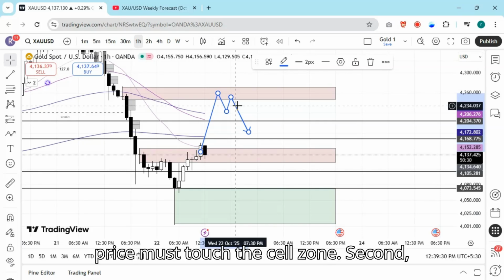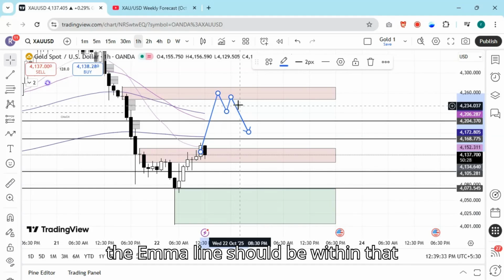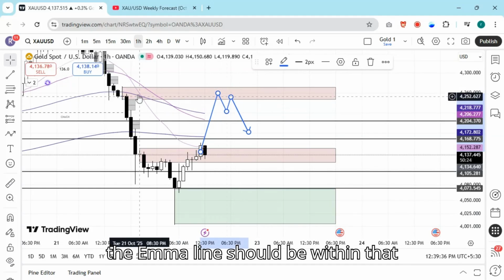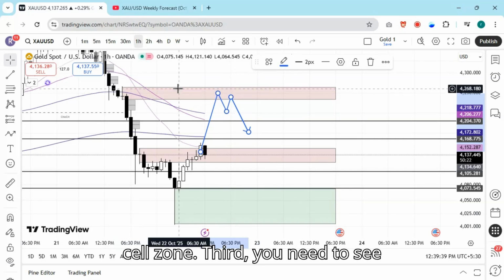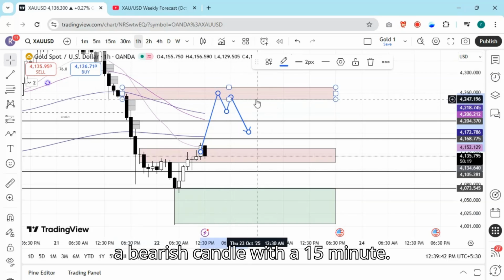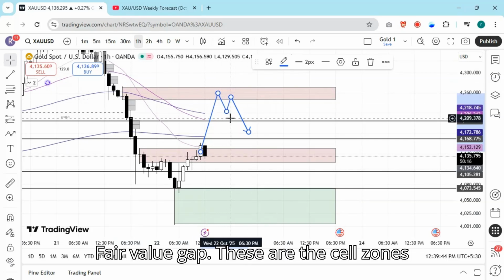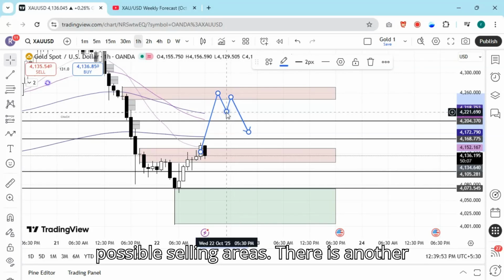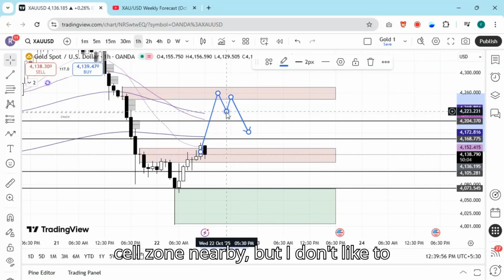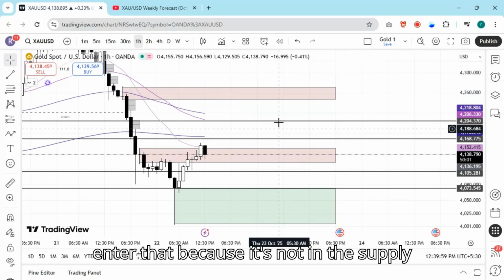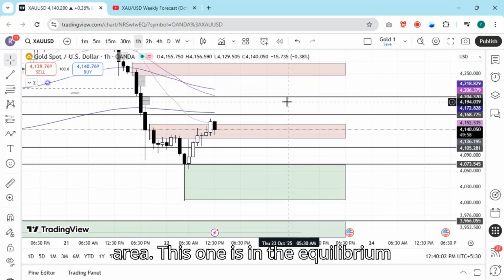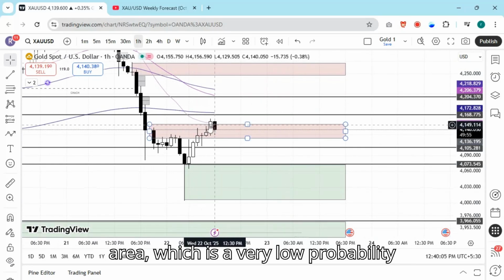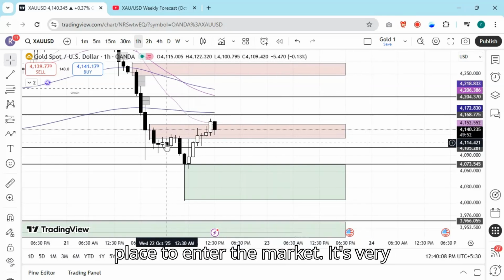First, the price must touch the sell zone. Second, the EMA line should be within that sell zone. Third, you need to see a bearish candle with a 15-minute fair value gap. These are the sell zones that I can see today as the best possible selling areas. There is another sell zone nearby, but I don't like to enter that because it's not in the supply area. This one is in the equilibrium area, which is a very low probability place to enter the market.